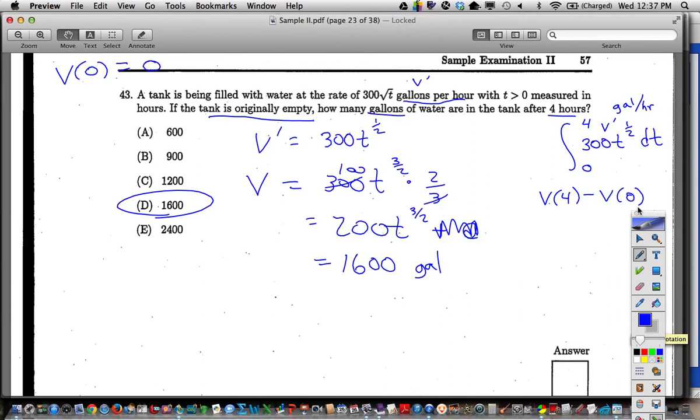So if you set this up as an integral and said 1,600, you would be making that same mistake. I mean, think about it. If they had said the tank originally has 100 gallons in it, how many gallons are in the tank after 4 hours? You still would have set it up like this, from 0 to 4, and you've got 1,600. What you would have had to do is say, okay, that's how much additional water came in from 0 to 4. I then have to take that answer and add it on to what was there originally.